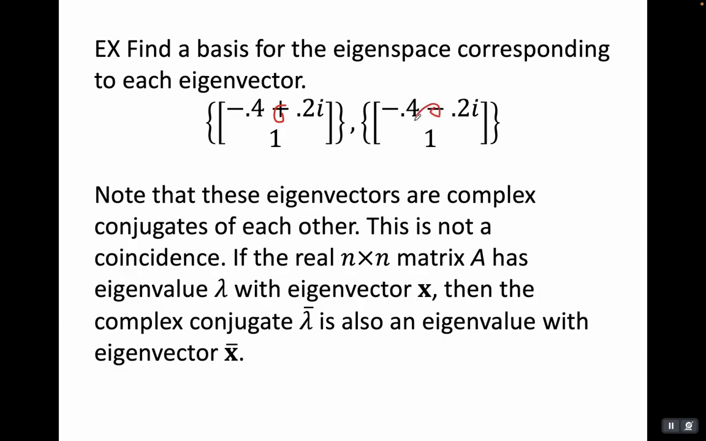If the real n by n matrix A, and remember, A was a real matrix, it didn't have complex entries, they were all real, has the eigenvalue lambda with eigenvector x, then the complex conjugate lambda bar is also an eigenvalue with eigenvector x bar. So again, this is one eigenvalue, and the complex conjugate, so if we call this one lambda, this one's going to be lambda bar. Okay.